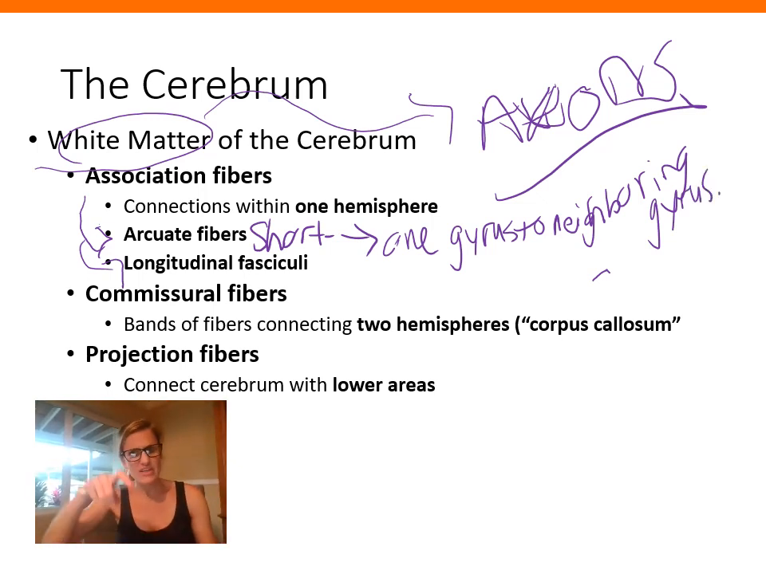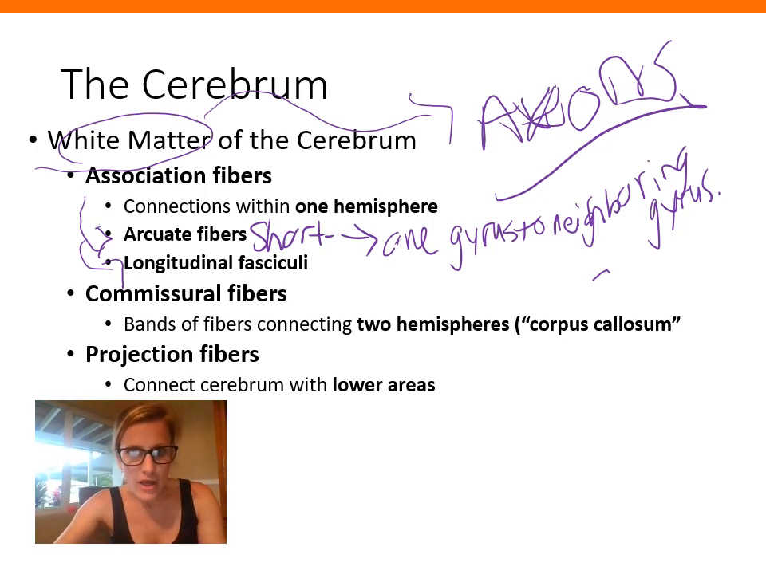Remember, a gyrus is just like the little raised area in the brain, right? So you've got like the folds. So this would be like one gyrus, this would be another gyrus, and then the little crease in between them, right? This little line in between my fingers, that's the sulci, or the sulcus. So arcuate fibers would just go from this gyrus to this one. So they're short. They just go right to the neighboring little gyrus like this.